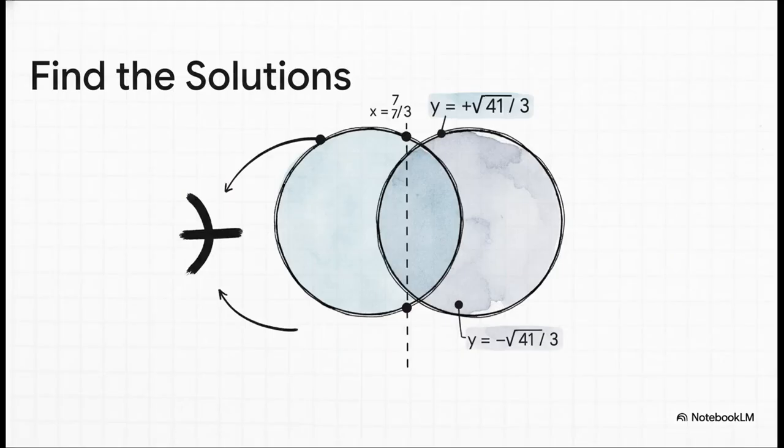So, we take that x value, we plug it back into one of the original circle equations, and we solve for y. What we get is that y squared equals 41 over 9. Now, pay attention, because this is a super important step. When we take the square root to get y by itself, we have to remember both the positive and the negative answer. This is crucial. It gives us two different y values for that one single x value.